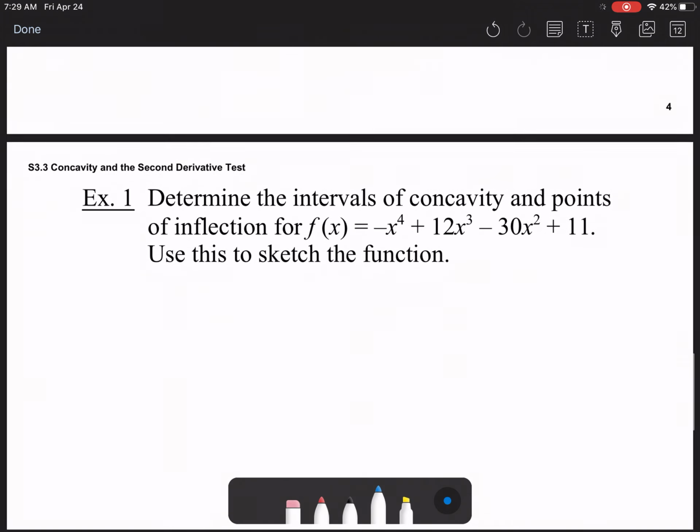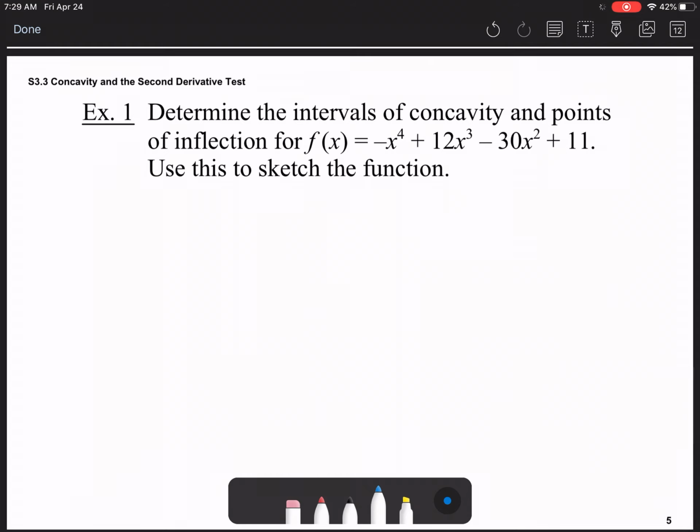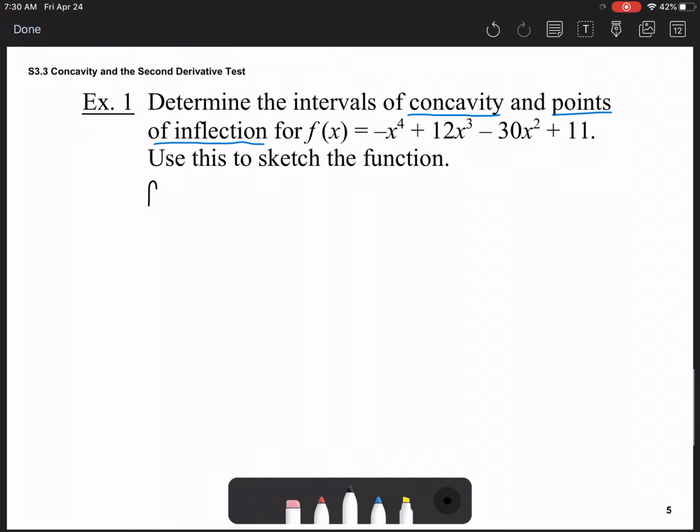Okay, so determine the intervals of concavity and points of inflection for your function right here. Use this to sketch the function. Okay, so first off, we're going to find f prime of x. That's negative 4x cubed plus 36x squared minus 60x. Wow, some big numbers.